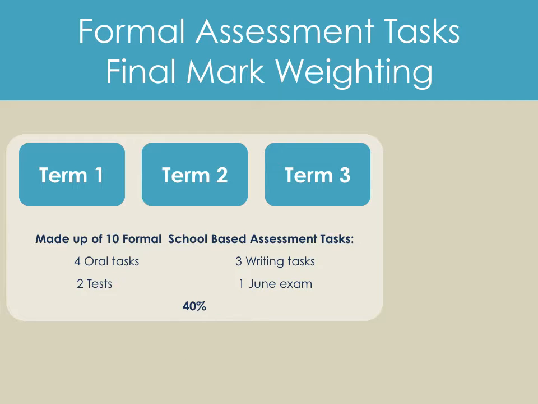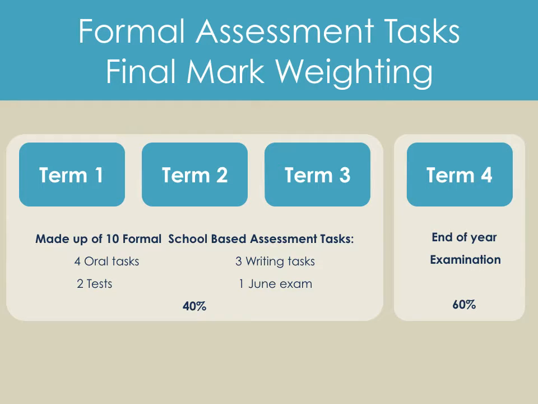Once again, to calculate your end-of-year exam, or your end-of-year result, you've got term 1, term 2, and term 3 school-based assessment tasks, as well as your oral from term 4. That calculates to 40%, and then your term 4 mark, which comes from the exam, is calculated to 60%, and those two together make 100%. This gives you your mark and then your code for the end of the year.